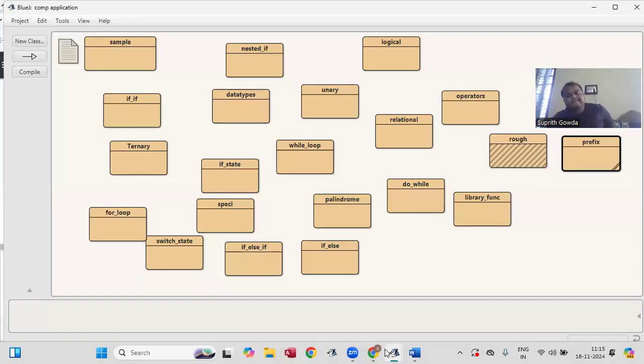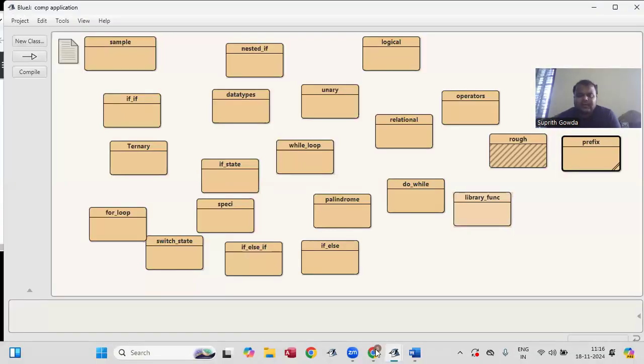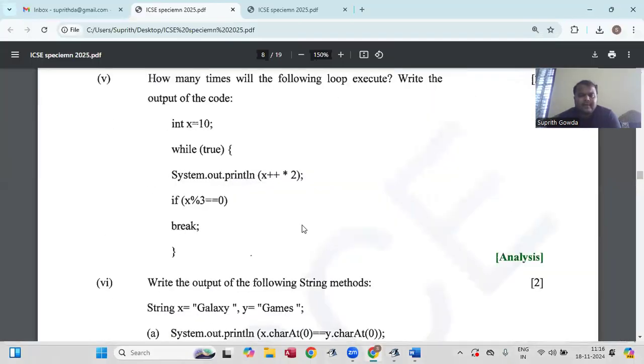So what is the output here? It's coming 20 and 22. How many times is it going to execute? 2 times, right? I will explain first. 20 and 22. First, x is 10. System.out.println 10 into 2 is 20. 20 modulus 3 is not 0, so it is not going to break. Again, it is going to print. So what does the value of x become? x plus plus means after the execution it will become 11, right?